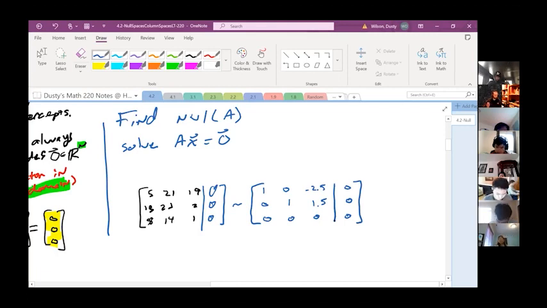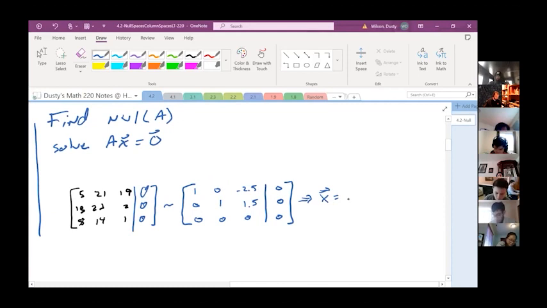I'm hoping that folks are seeing what's going on. This is actually an augmented matrix, so we do have a free variable, x3. And so this is telling us that our solutions are x equal to x3 times (2.5, -1.5, 1). Remember, you have the 1 here because x3 is the free variable.